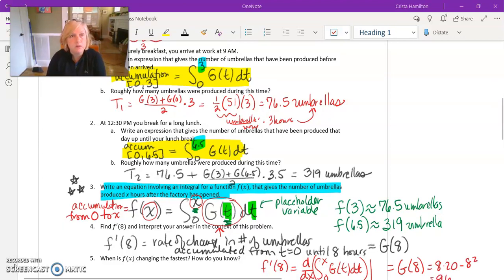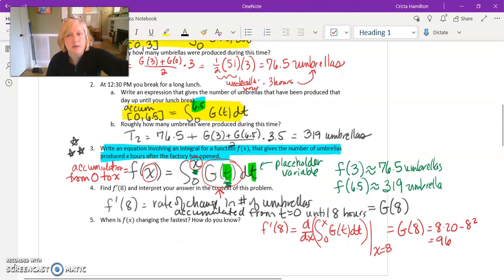Now, in terms of the units of this, remember that this is a rate. So this rate is going to be in umbrellas per hour, because the rate function in here is umbrellas per hour. So we're taking the derivative with respect to x, the number of hours that we have been accumulating these umbrellas.